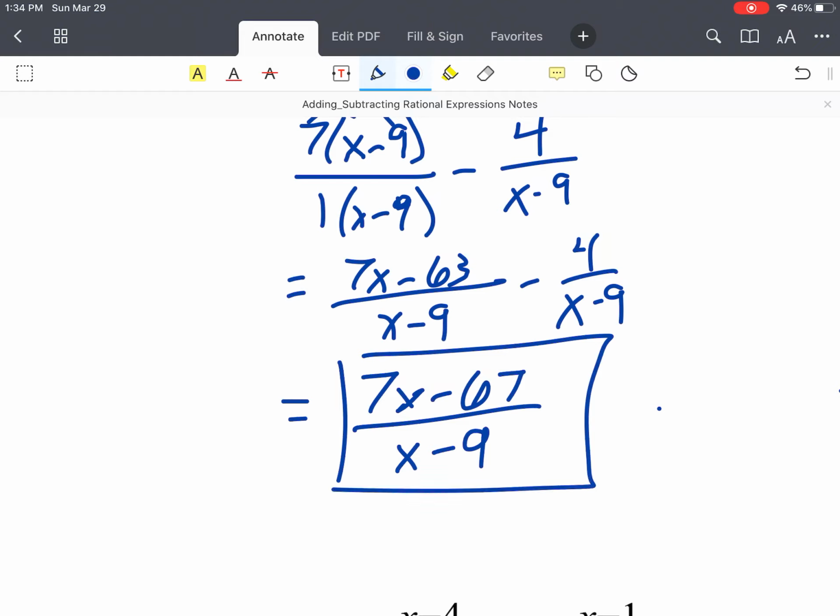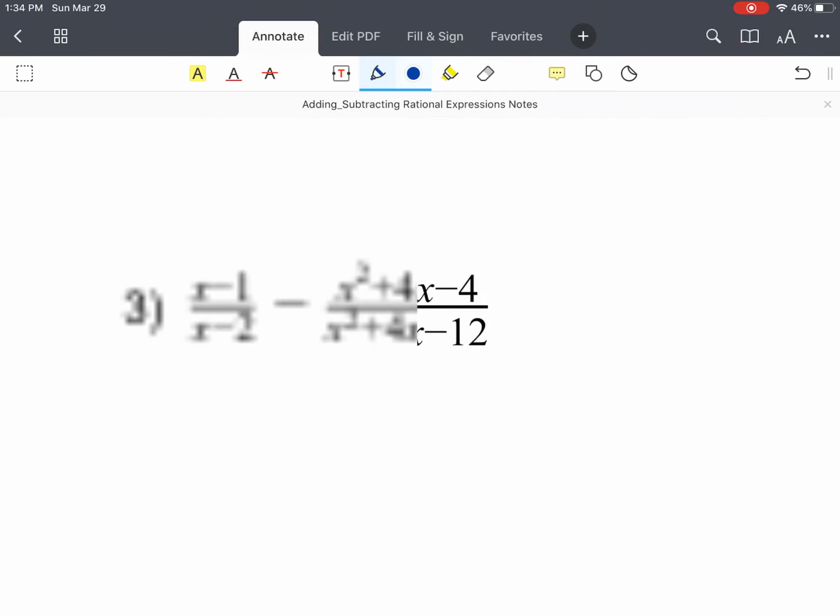Okay, a lot of times with these things, guys, you're not going to get something nice and pretty like 1/2 like we did on the last one. It's kind of nice when you do, but it's honestly not really going to happen that frequently. Okay, all right, next one.